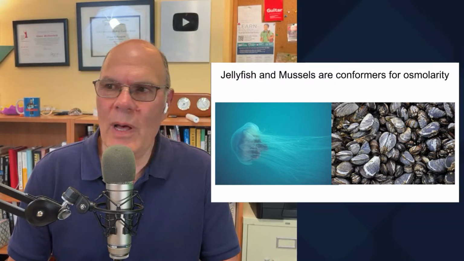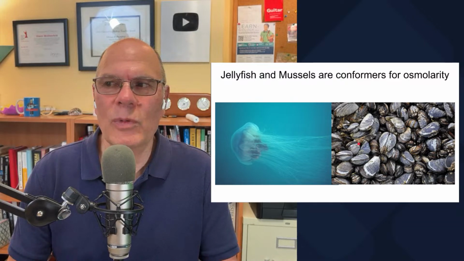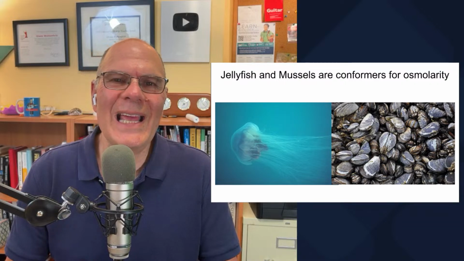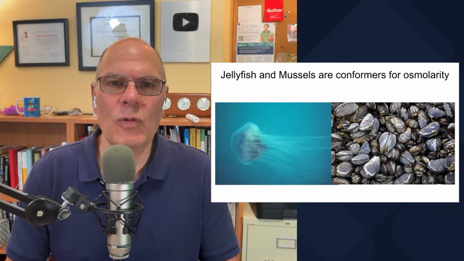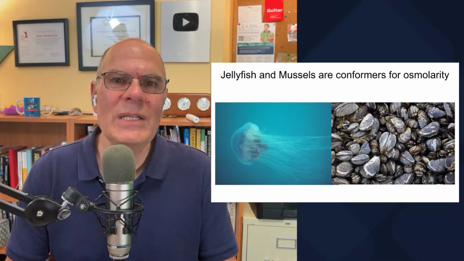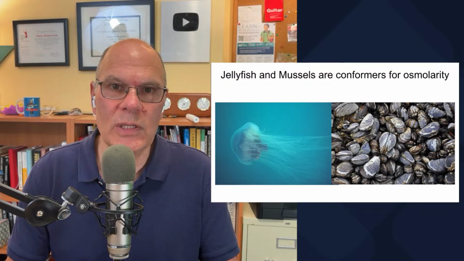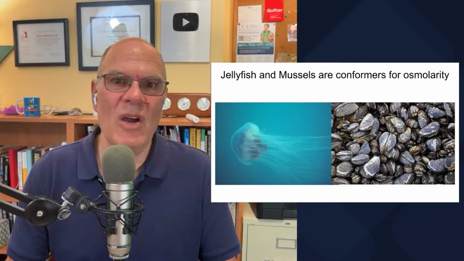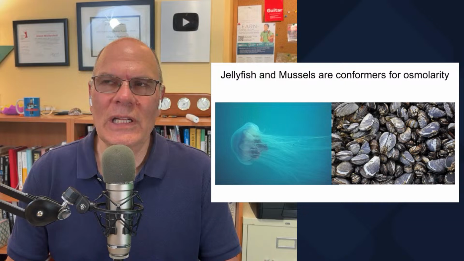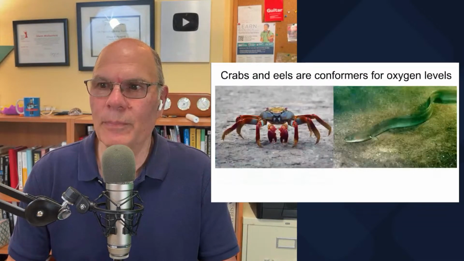So, let's talk about some animals that are conformers. Jellyfish and mussels are conformers for osmolarity. Since they're oceanic organisms, as the salinity of the water increases or decreases, they allow their body tissues to match that osmolarity. That's particularly important for a mussel. That's an intertidal organism. And as the sun beats down on those mussels as they're exposed to the tides, they would need to allow their salinity level to go up as the salinity goes up because the water's been evaporating.